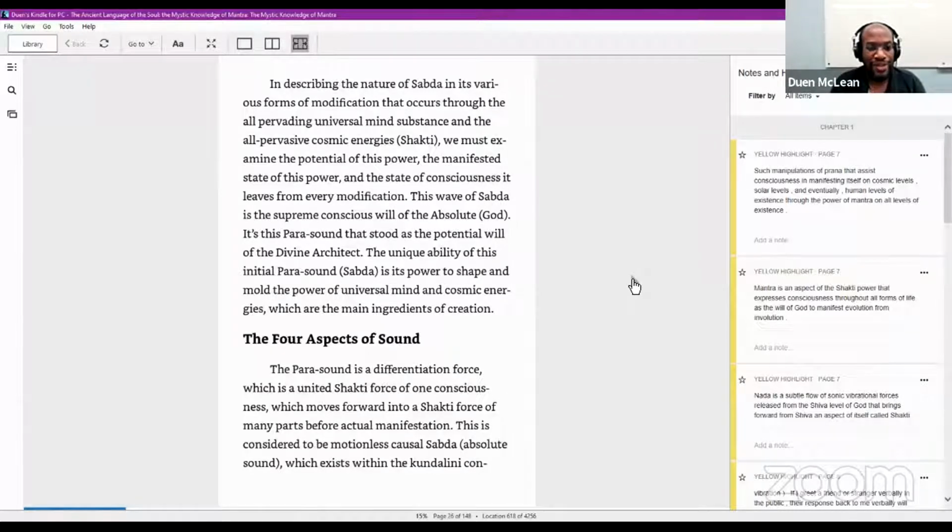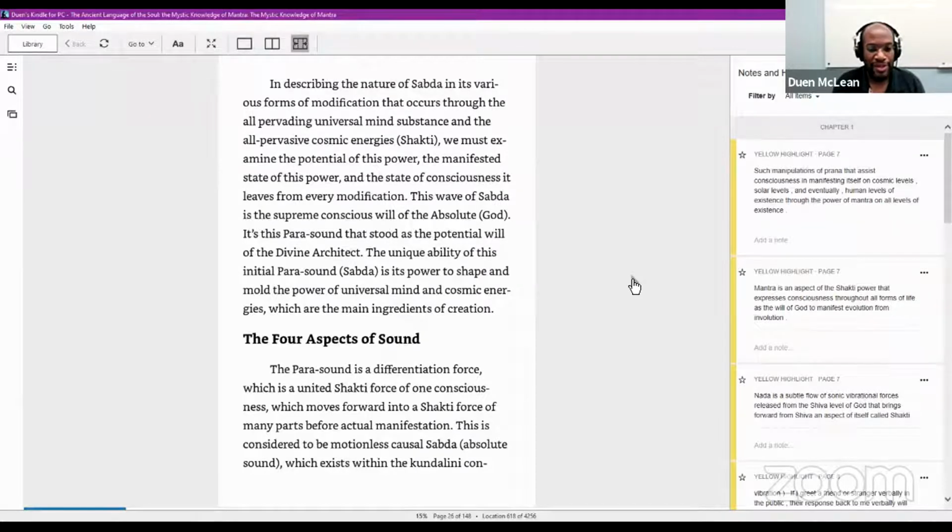This wave of sabda is the supreme conscious will of the absolute God. It's this pada sound that stood as the potential will of the divine architect. The unique ability of this initial pada sound, sabda, is its power to shape and mold the power of universal mind and cosmic energies, which are the main ingredients of creation.